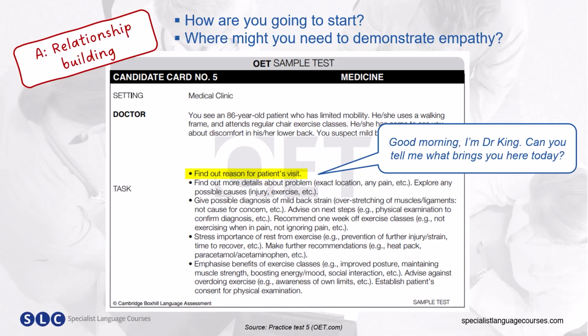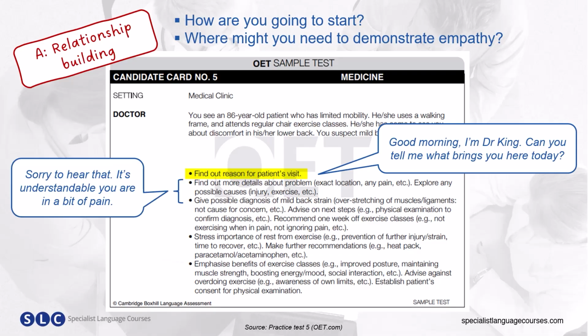We can then think about how and where we might need to demonstrate empathy throughout the role play. So if we look at the second task, the patient might explain that they're in pain. So we could empathize with that. Sorry to hear that. It's understandable you're in a bit of pain. And in the last task, the patient might be reluctant to return to exercise classes.